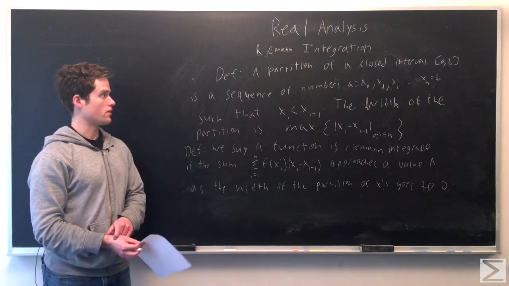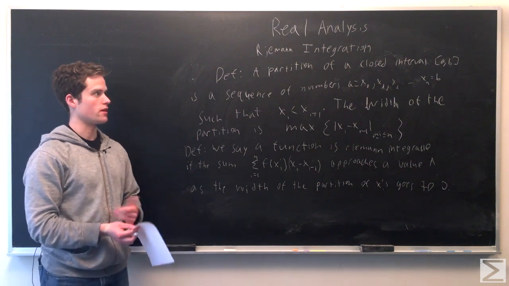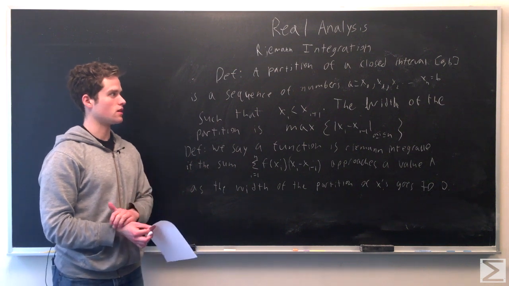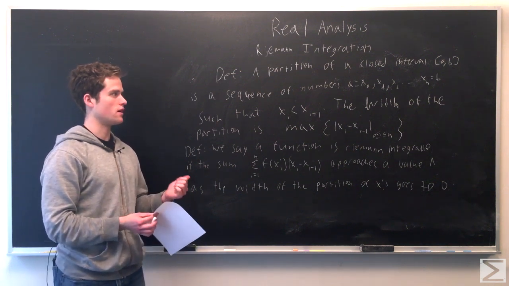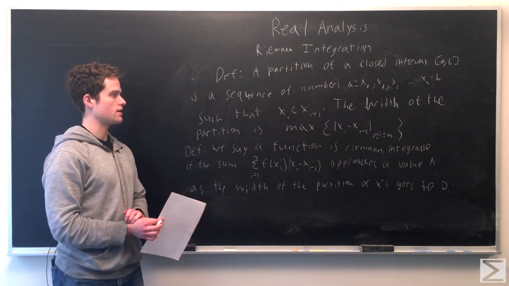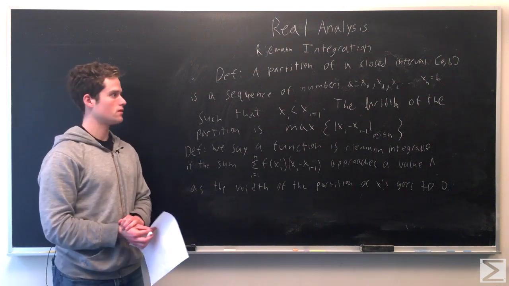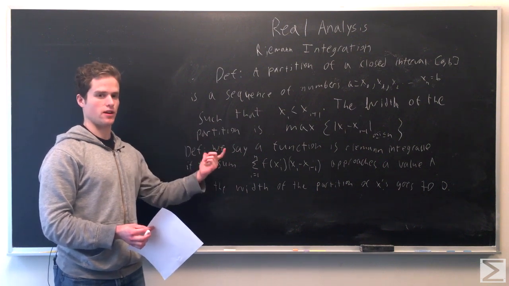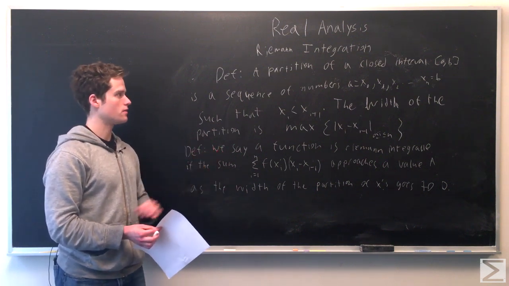First, we want to define a partition. So we have some closed interval AB. Our partition is just a sequence of numbers where A equals x naught, B equals xn, and it's x naught, x1, x2, etc., such that xi is strictly less than xi plus 1. So it's just some sequence of numbers that are spread out over this closed interval, AB.